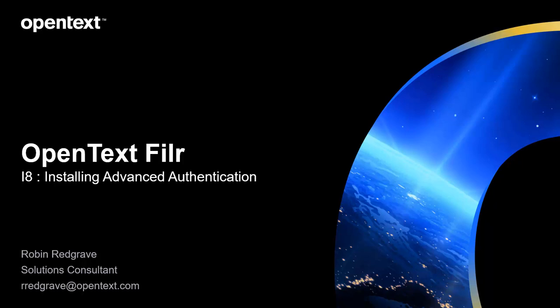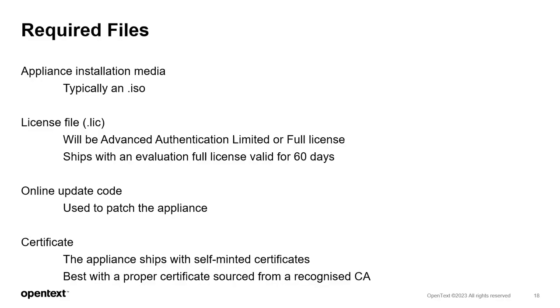Before you begin, there are a number of files that you require. You obviously need the appliance installation media. This is typically an ISO file that you can get from the SLD. You also need the license file. This has got a .lic extension. Again, you can find this on the SLD.